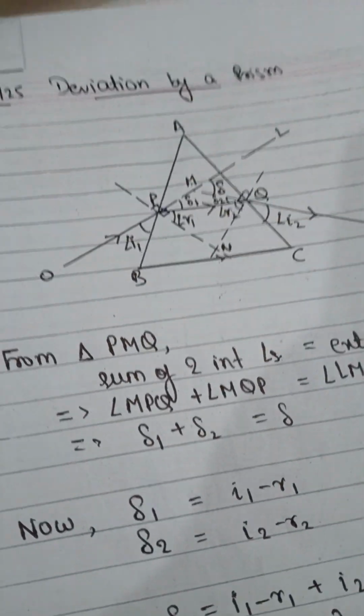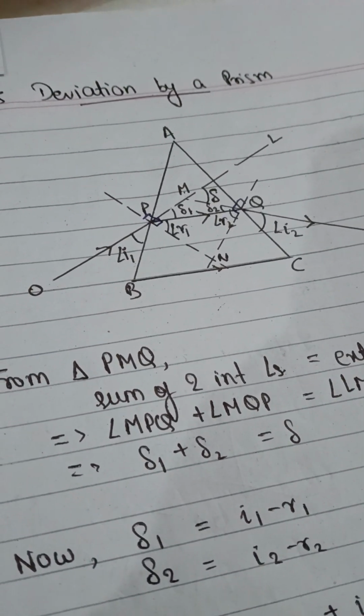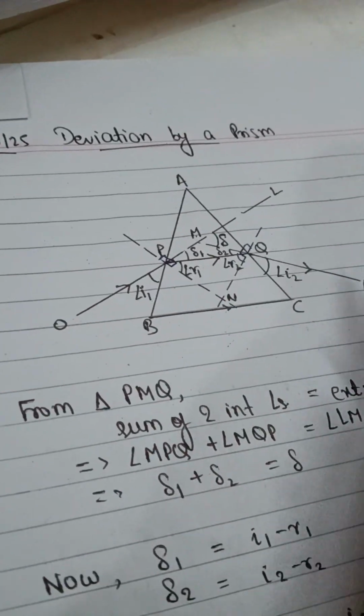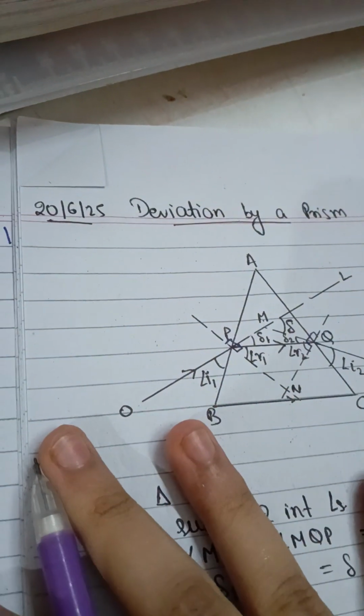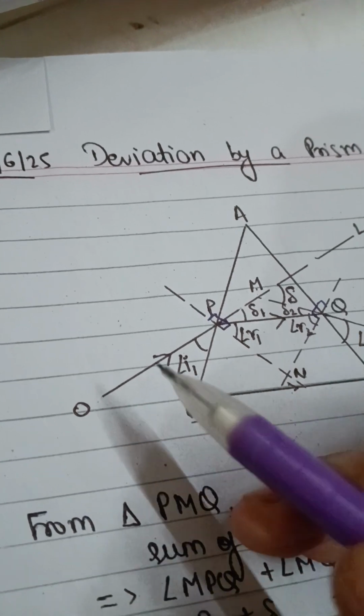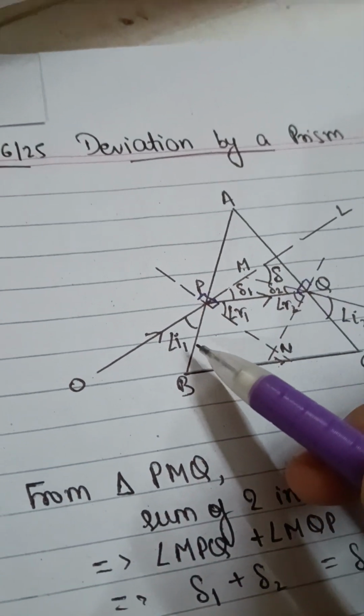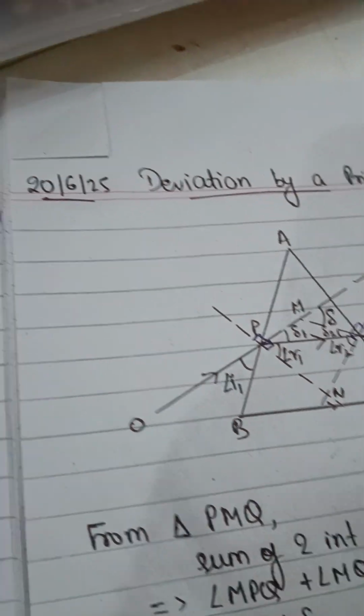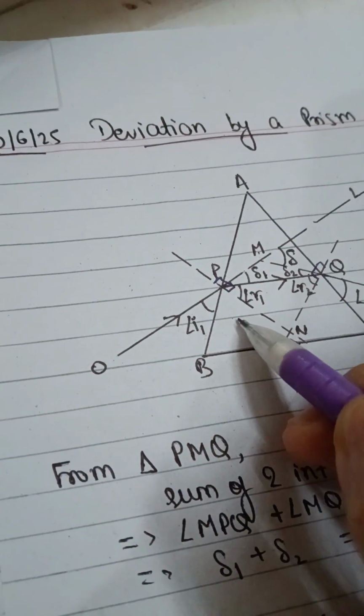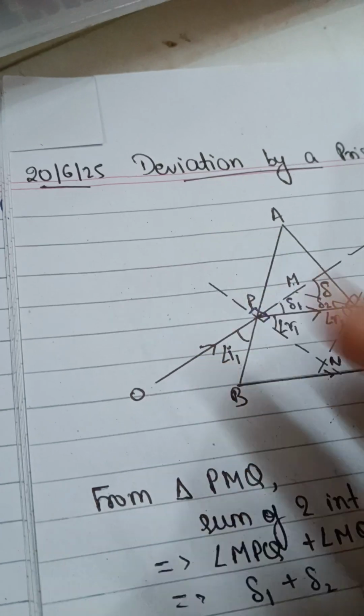So this is the very first deviation in our book, after the introduction of the prism. Let me explain it. Here we direct an incident ray on this surface of the prism, and it makes an angle of incidence, which we name I1.